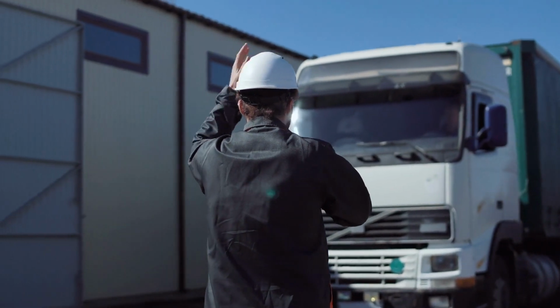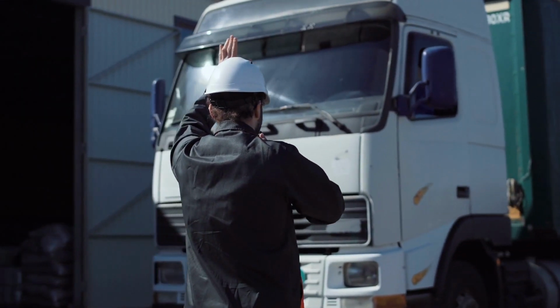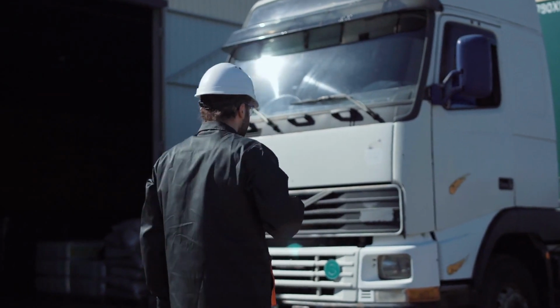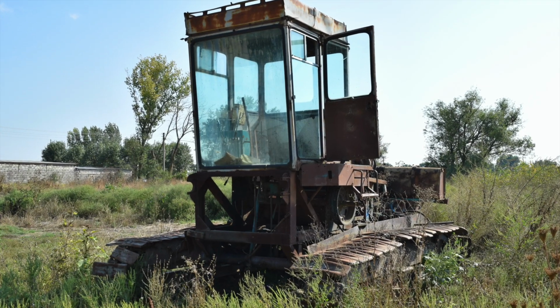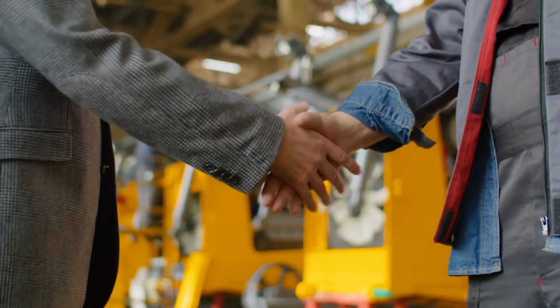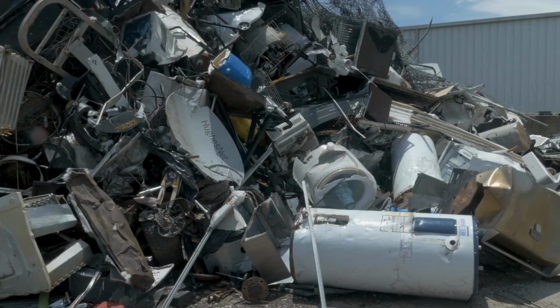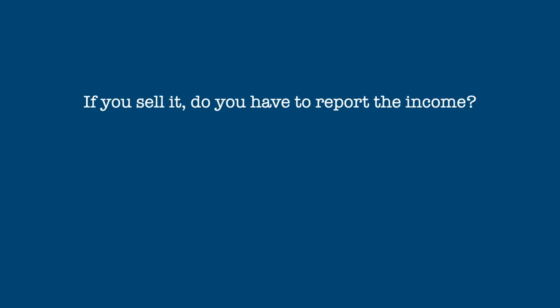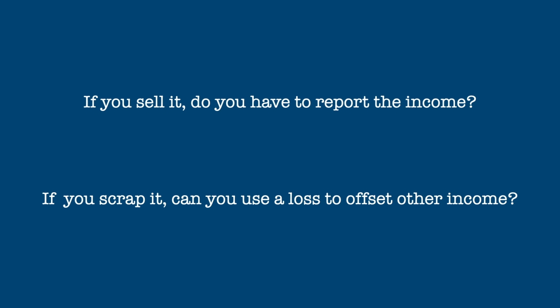When you're in business, it can be an exciting day when brand spanking new equipment arrives. But what happens years down the road when that formerly new equipment wears out and you either sell it, trade it in, or scrap it? If you sell it, do you have to report the income? And if you scrap it, can you use a loss to offset other income?